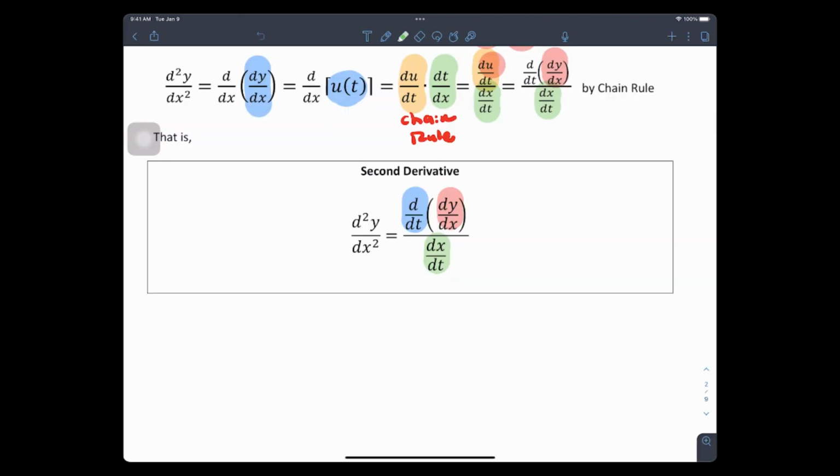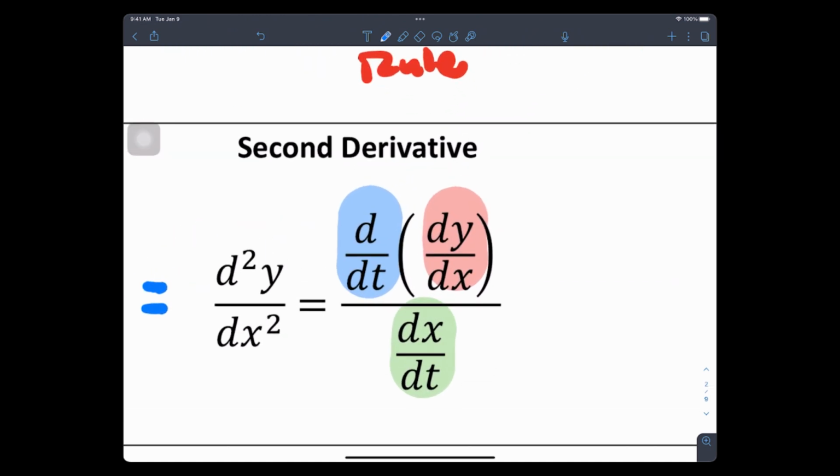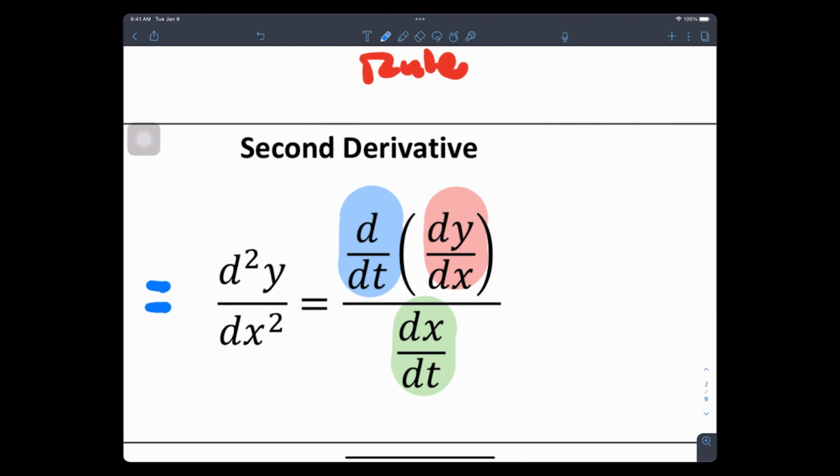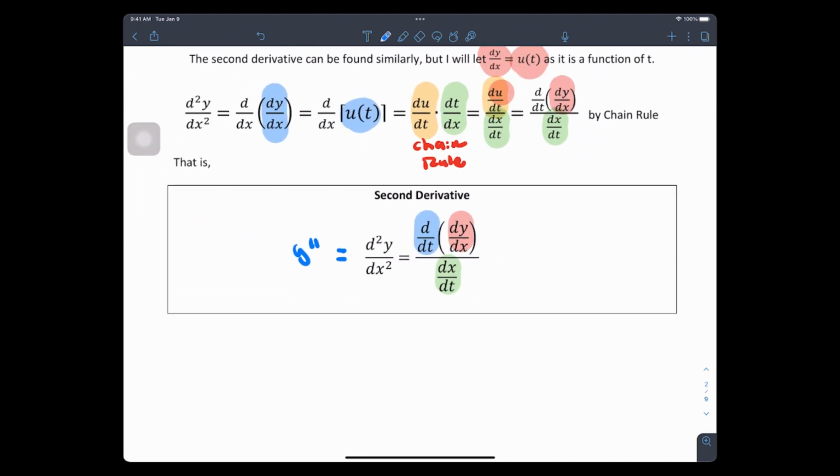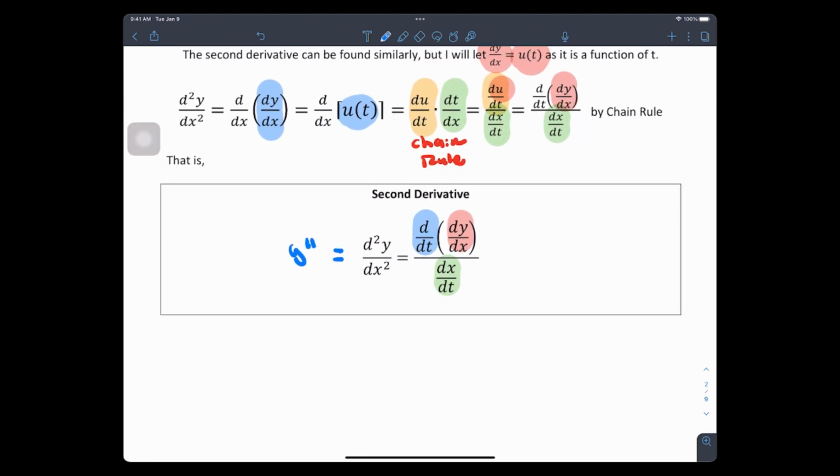Second derivative. It's y double prime by definition. So I need my d/dt numerator with respect to the first derivative, but I have to divide by dx/dt. That's the proof I gave you guys right here. This is the proof.